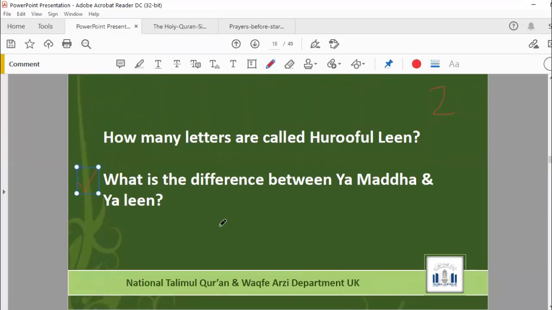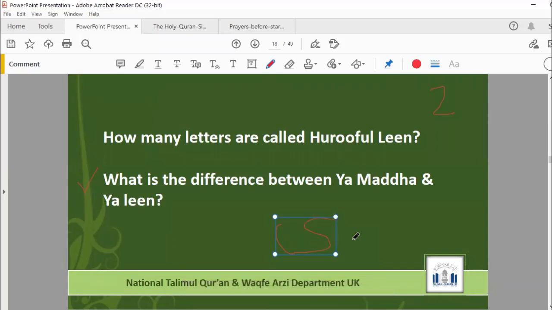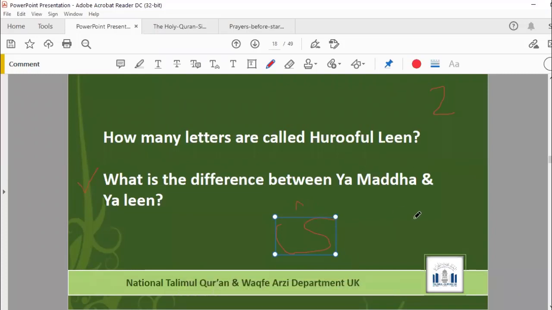What is the difference between Ya Madda and Ya Lin? I don't know if I can explain it. When it is a Ya Madda and when it is a Ya Lin. So Ya Lin would have a soft sound, and Ya Madda would have a prolonged sound for 2 seconds.